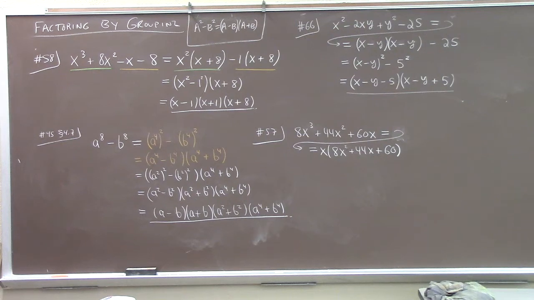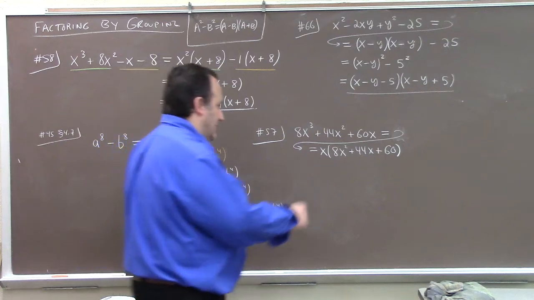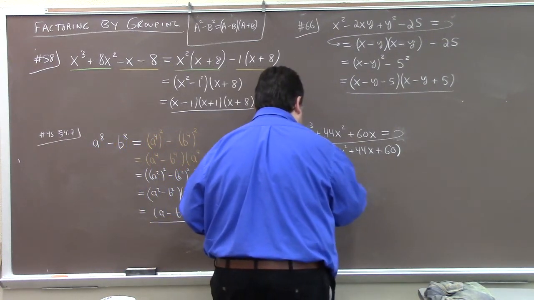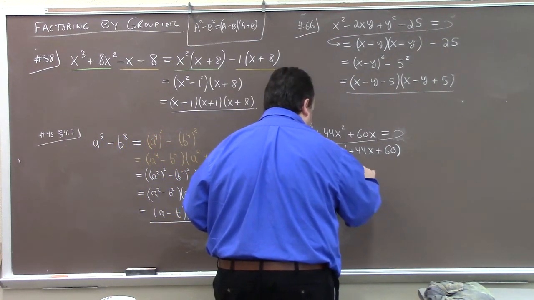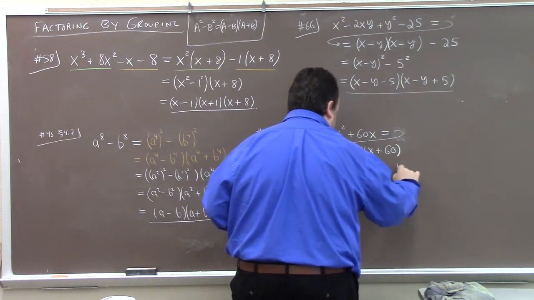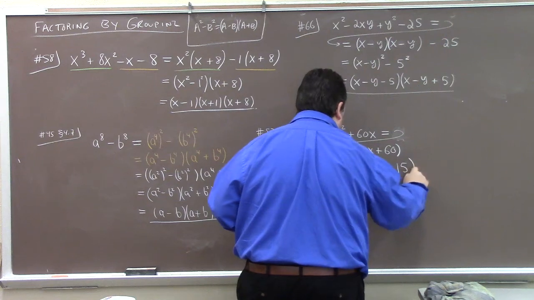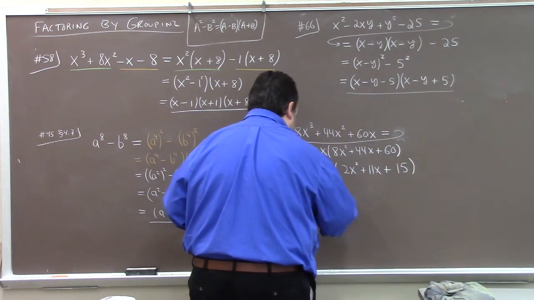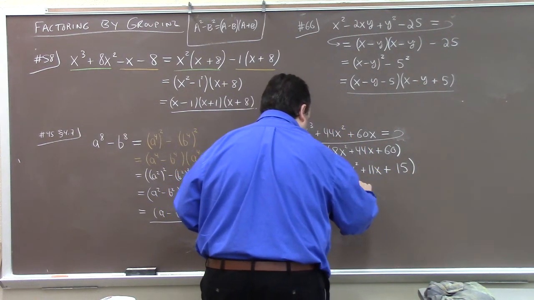Now maybe we can factor something out of that. Could you factor a 4 out of that? Maybe that would make life a little bit easier. I think we can factor a 4 out, right? So this is 4x times 2x squared plus 11x plus 15. Aha. Now I feel like we're going to be successful when we try this.